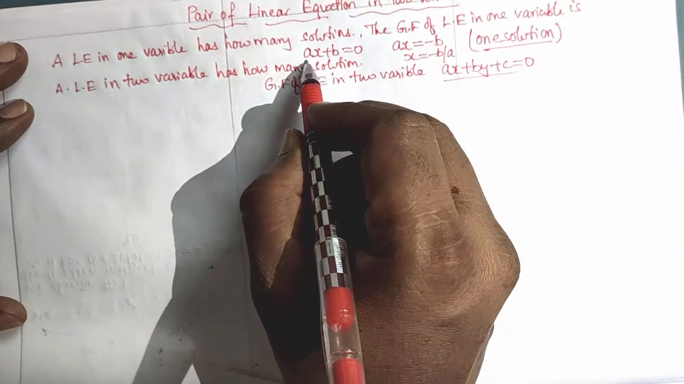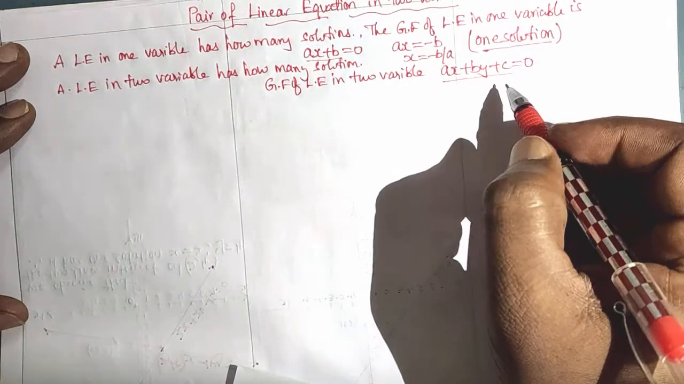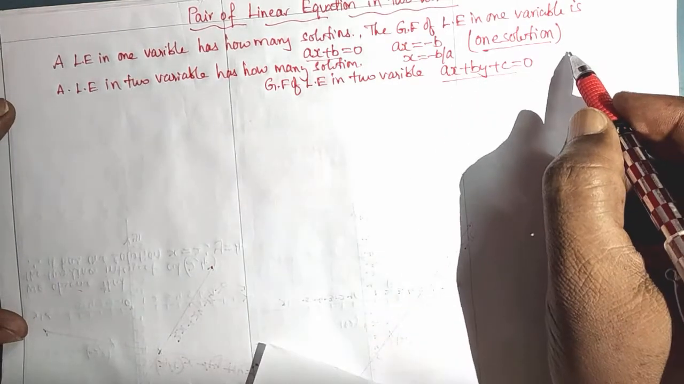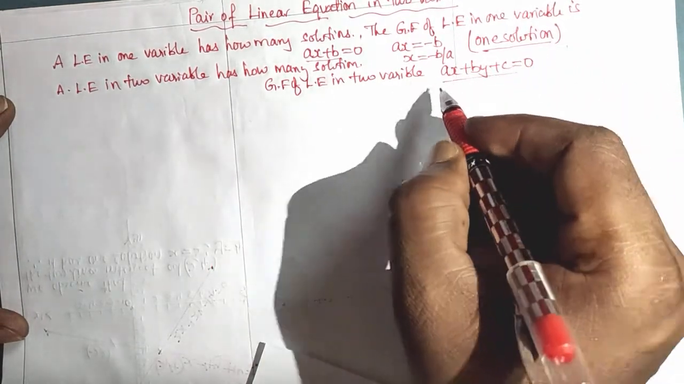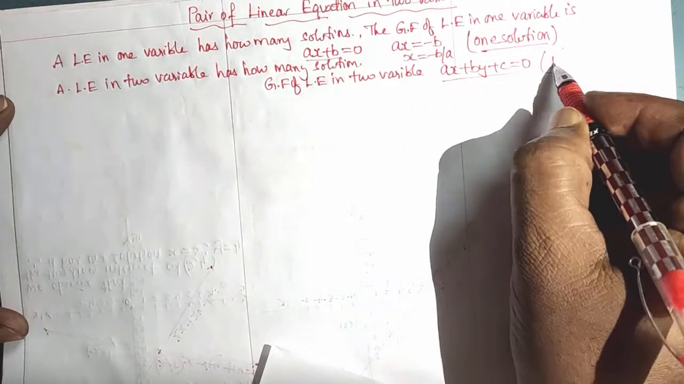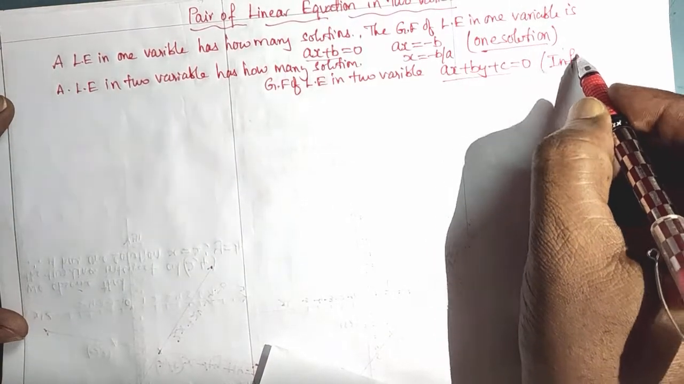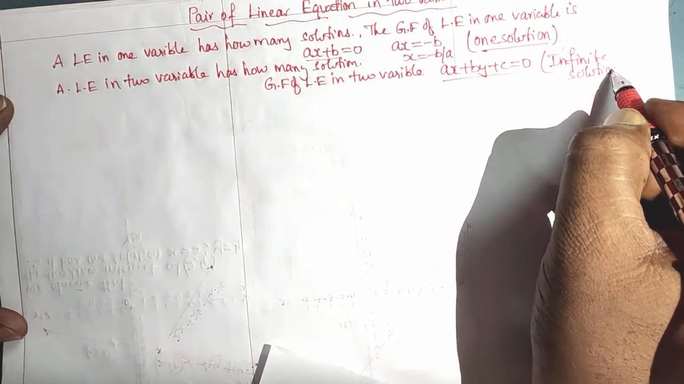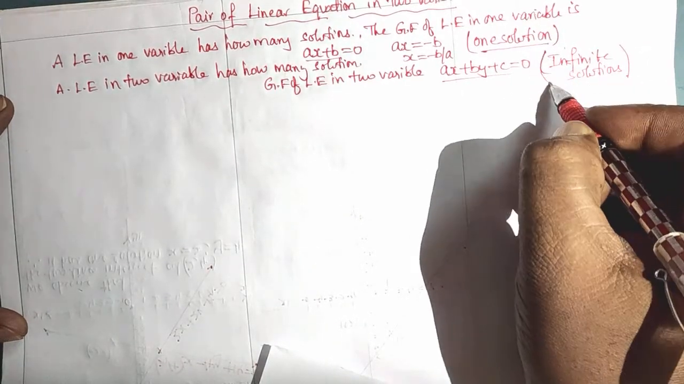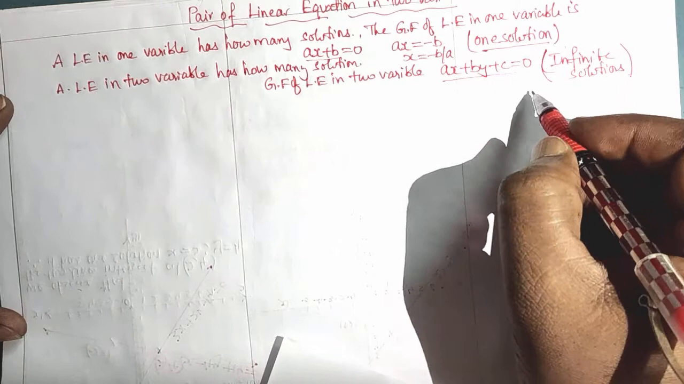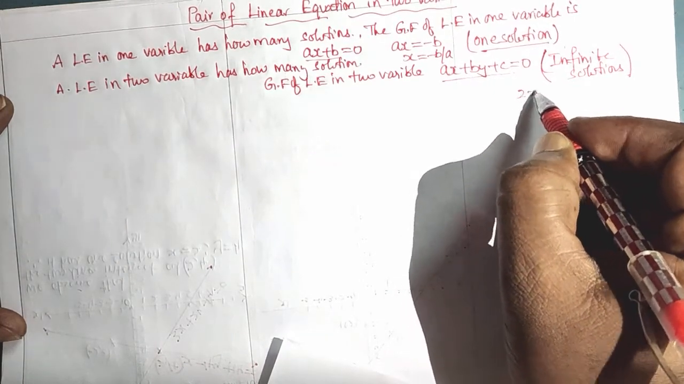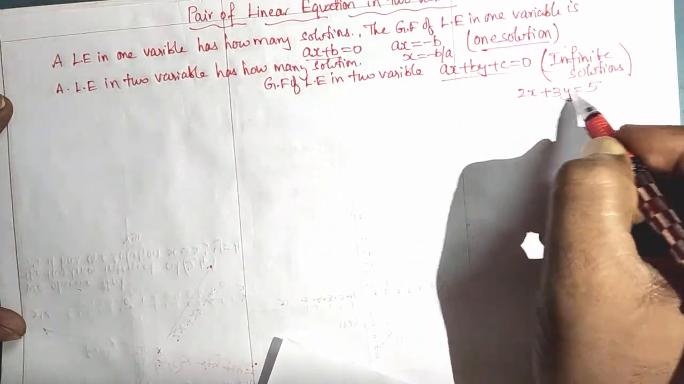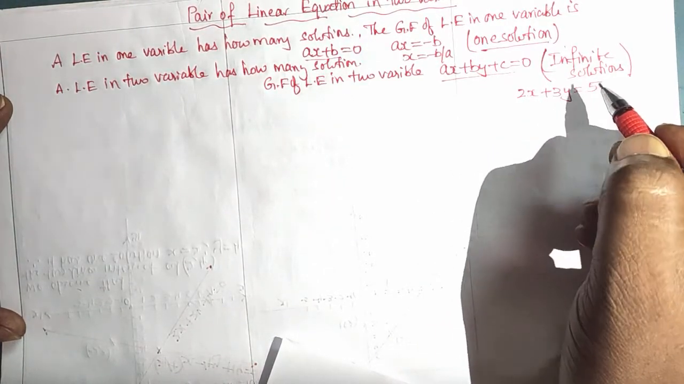In the earlier case also, we get a straight line. So how many solutions will we have for this equation? We have infinite solutions. What is the meaning of infinite solutions? Suppose we take an example, 2x plus 3y is equal to 5. This is a linear equation in two variables.